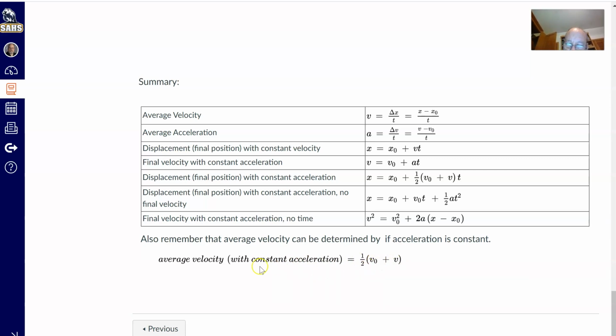Okay? So let's go ahead and finish this, say this is done, and move on to how we are going to use these in section 1.5.